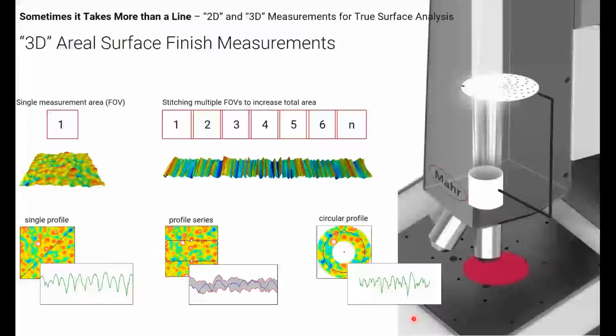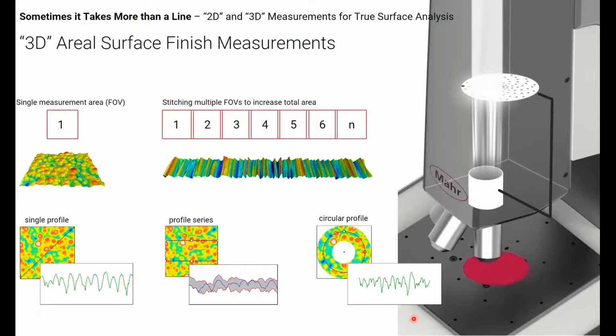In its most fundamental form, we're talking about the microscope in this case, because it best represents the 3D data. So we're going to talk about microscopic data. A single measurement area, we call it a field of view, or FOV for short. It's usually square or rectangle. For a 20x lens, for example, it's about 0.8 millimeters by 0.8 millimeters. In that small area, we can already start doing some surface analysis, some surface roughness measurements.